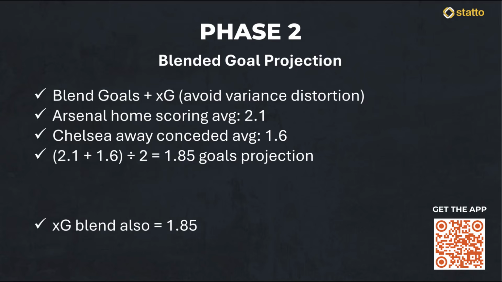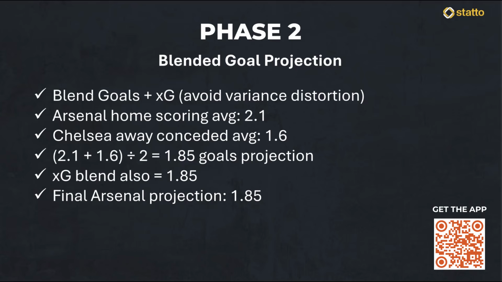Then, we do the exact same thing using the XG data, which also gives us a projection of 1.85. Finally, we blend those two numbers together. In this case, it gives us a firm projection of 1.85 goals for Arsenal.